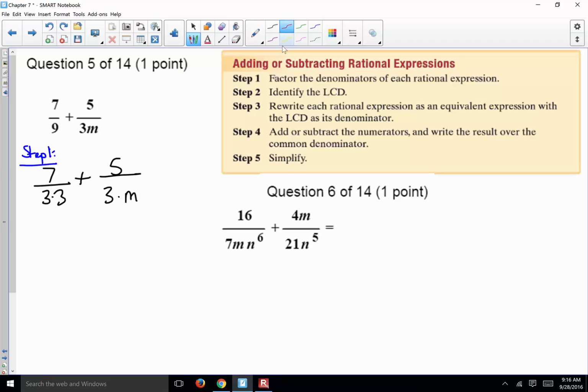Next, we need to get the LCD, least common denominators, between these two. I need to see what's already matching, and uncover them if necessary. So I will take a color pen, and whatever is matching, I will cover them. 3 is matching on each, so I will cover it.